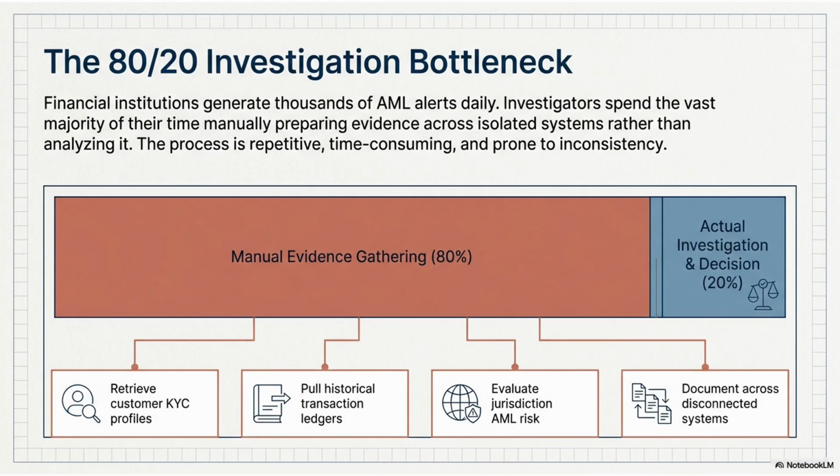Financial institutions, as we know, generate thousands of AML alerts every day. A typical investigator must retrieve customer information, review the transaction history, assess jurisdiction risk, identify triggered rules, and document findings across multiple systems. Now, this repetitive work reduces the time available for actual investigation. My objective here was to demonstrate how an agent-based workflow can automate all the evidence preparation while keeping investigators in control.